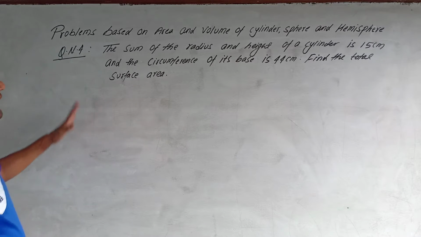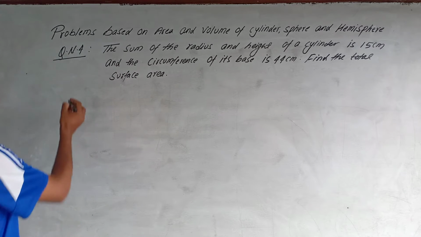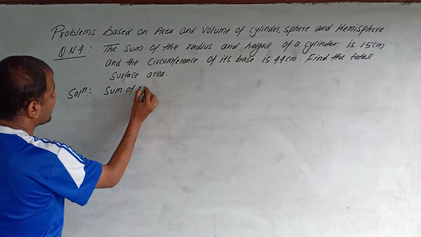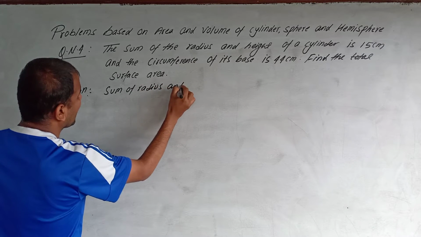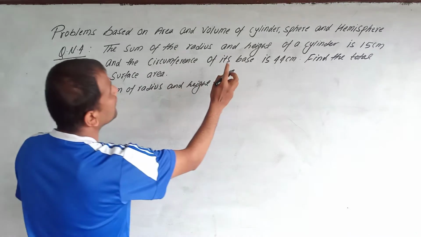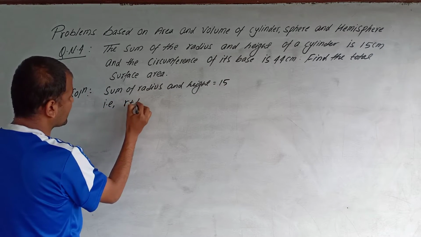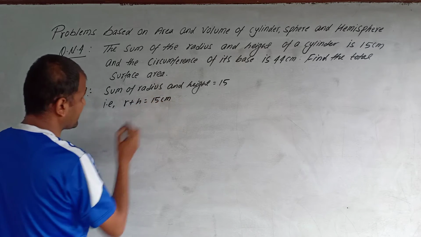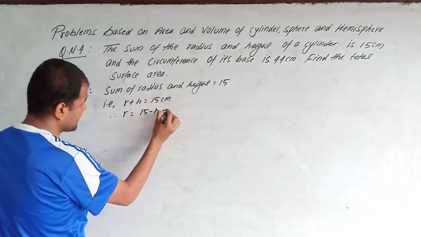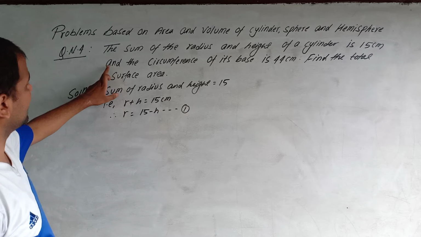So first we read this question very carefully. The sum of the radius and height of the cylinder is what is given here. Sum of radius and height is equal to 15 centimeters. That is r plus h is equal to 15 centimeters. Therefore, r is equal to 15 minus h. Let's suppose this is equation 1.